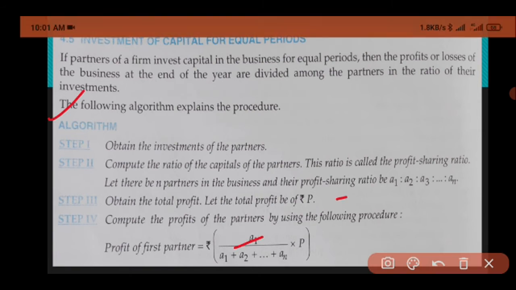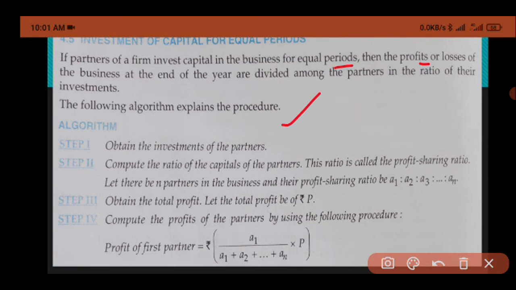So how are the investment and profit generated by the partners? If partners of a firm invest capital in the business for equal periods, then the profit or losses of the business at the end of the year are divided among the partners in the ratio of their investment. The following algorithm explains the procedure of how to find the profit of each partner. So this algorithm is given.